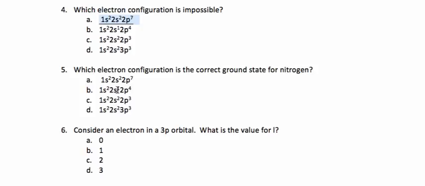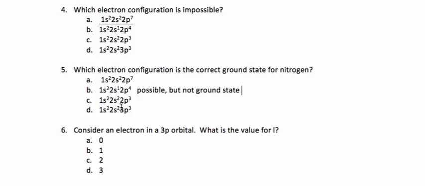If we look at these, something's funny here. We've not filled up this level before we moved up to this one, so that violates Aufbau. So this is a possible electron configuration, but it's not the lowest energy. So let's put a little notation on here that this is possible, but not ground state. Because we put electrons in 2p before we filled up the 2s, and the 2p is higher than the 2s.